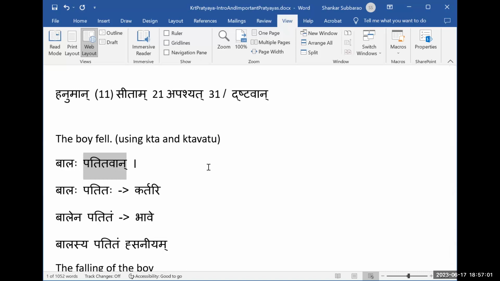Swamiji, this one you said that in bhave it has to be always in neuter, right? Yes, and third person singular. But when we have the fourth point of the ta pratyaya, the karta has to take the sixth case, which you have written, balasya patitam. And don't confuse that bhave with the other bhave.